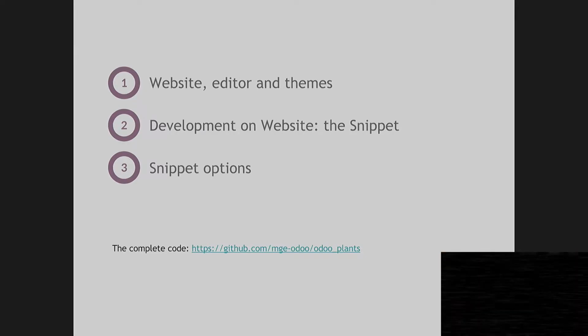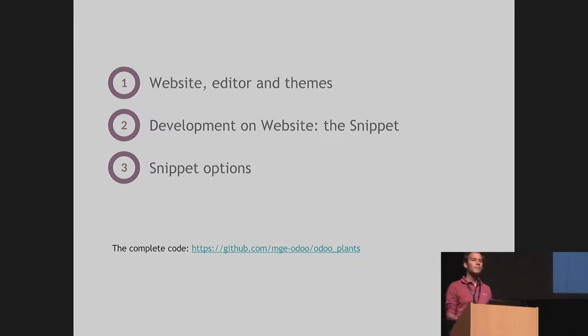To do this, I'll show you how to transform the QWeb templates and the controllers to enable the website editor on the page. And once it's done, we'll see how we can develop and improve the website editor. And finally, I'll show you how to add options in the snippet. If you want to follow the code of this presentation, it's available on GitHub, mgeodoo/odooplans.